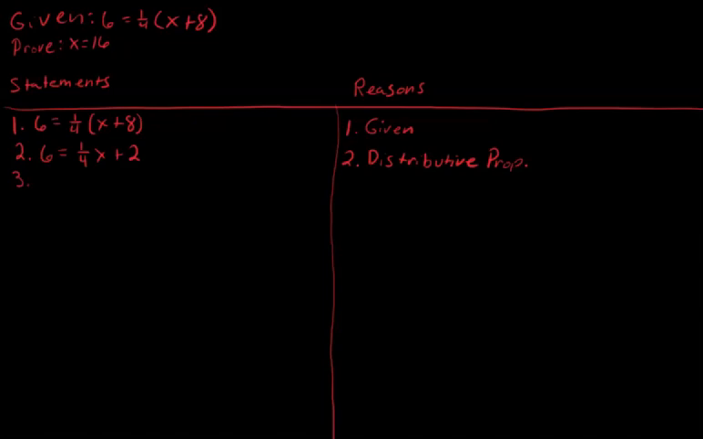So your next step, you should be asking yourself, what would I do next here? And we would probably subtract 2. So we would get 4 equals 1/4 x. Again, we subtracted 2 from both sides. So this is the subtraction property of equality. You are allowed to shorten things here, so SUBT is fine.